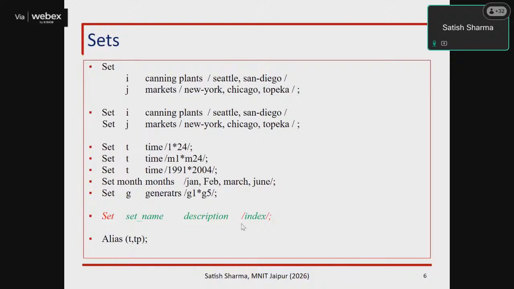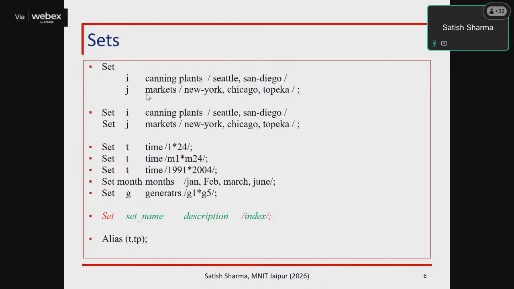Then these red slashes are mandatory, so these have to be provided, and within these two slashes and a semicolon, you can provide indexes, or usually in sets we also call them members. Like canning plants, the very first example is set I. The description is that I is the canning plant set, and the locations are Seattle and San Diego. So I can name it any words, like Seattle, San Diego with a dash. Still it works perfectly fine.